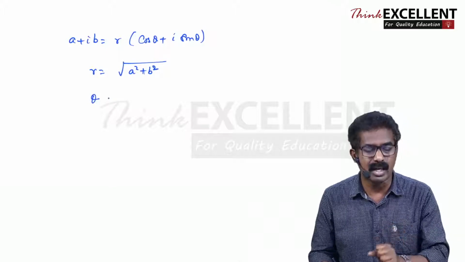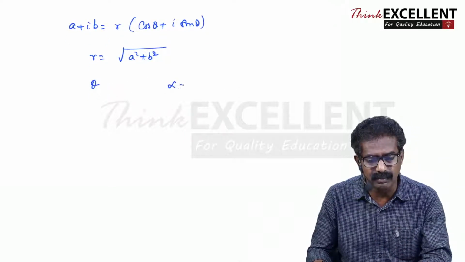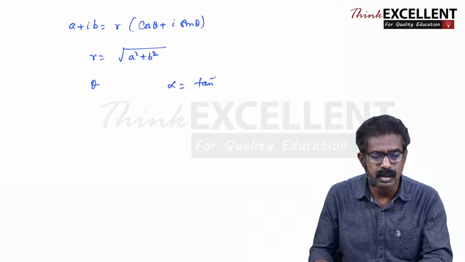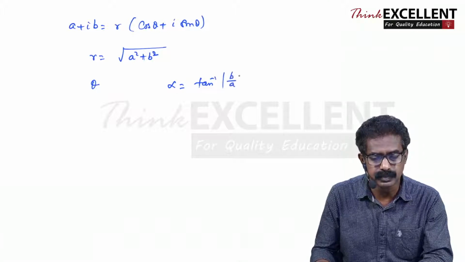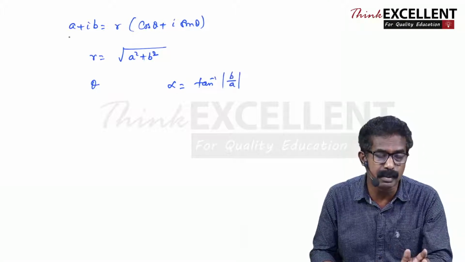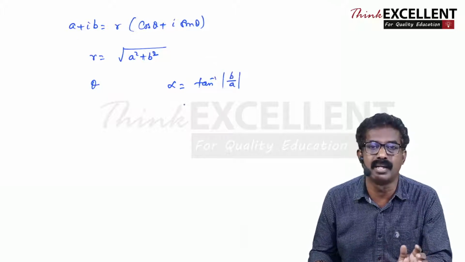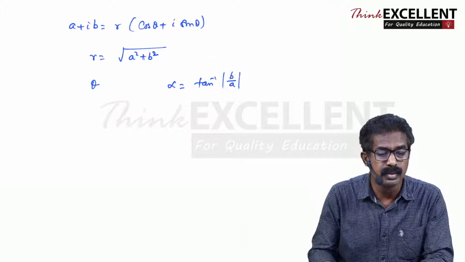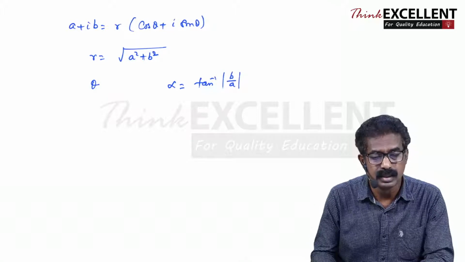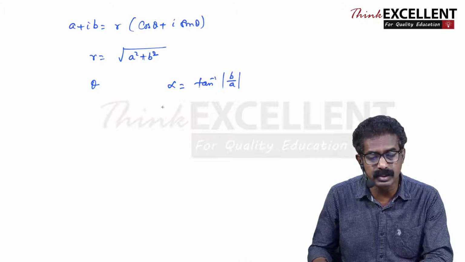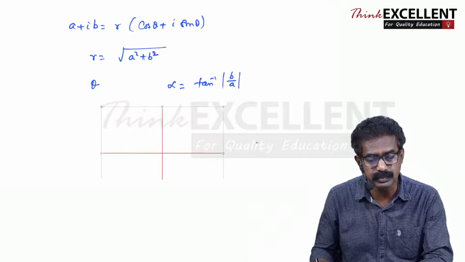To find the argument, first you find alpha. Alpha is equal to tan inverse modulus b by a. A is the real part, b is the imaginary part. Modulus, so take the positive value. You can find the alpha value. Once you find alpha, we want to find theta. That depends on which quadrant the number lies in.